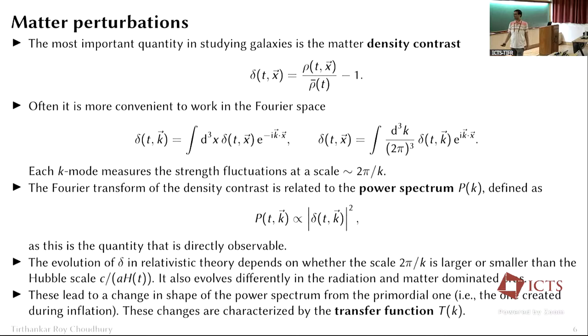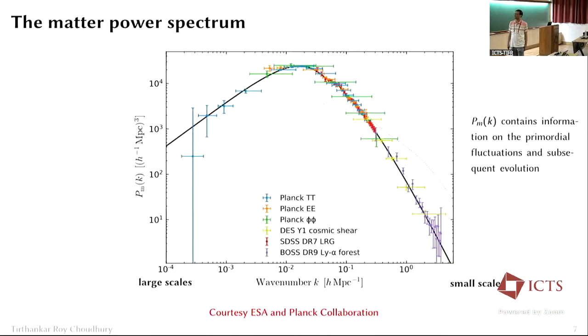And as a result, it will pick up a different kind of form, and those forms are characterized by the transfer function. And it turns out that the form is indeed like this. So this is the power spectrum versus k. As I told you, low k means large scales and vice versa, and this is what it looks like. At large scales, it is very close to the primordial form.